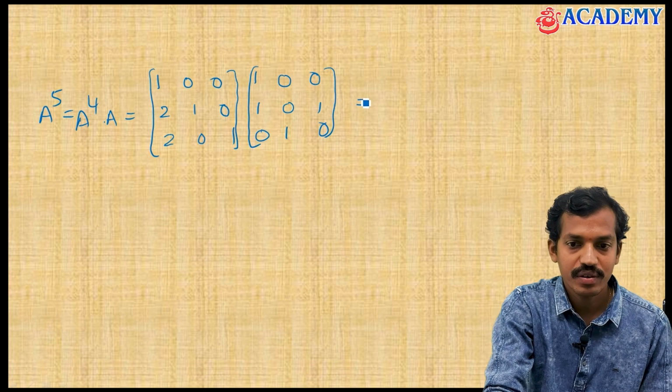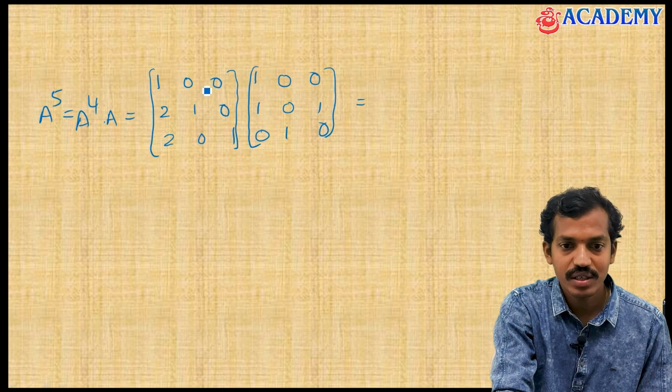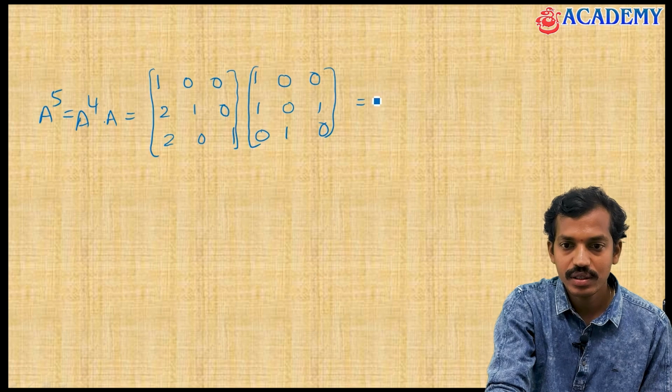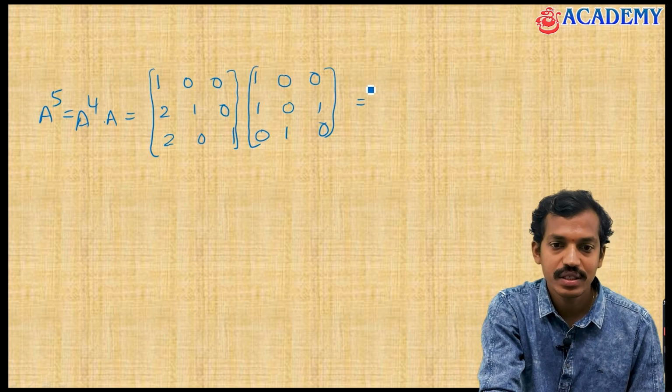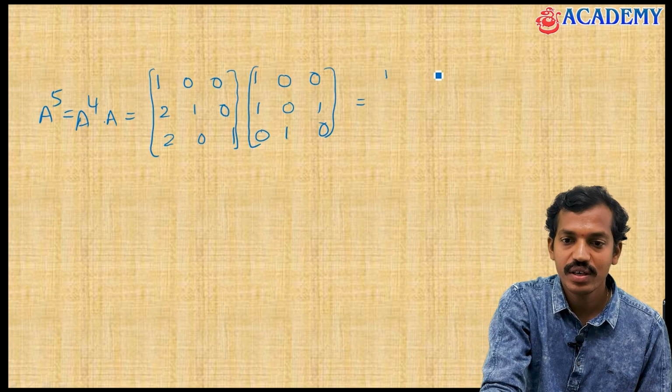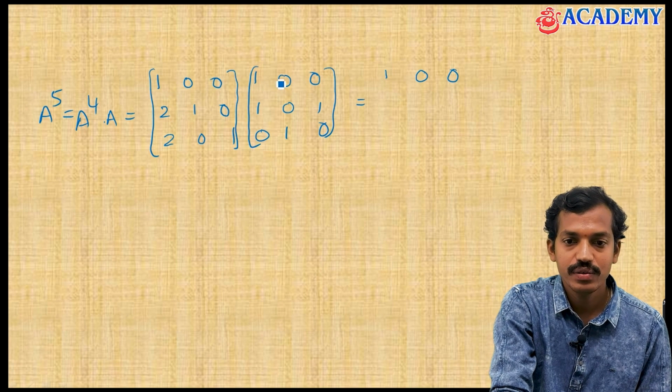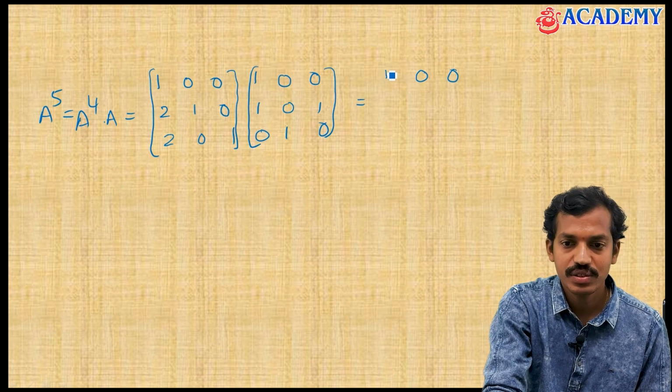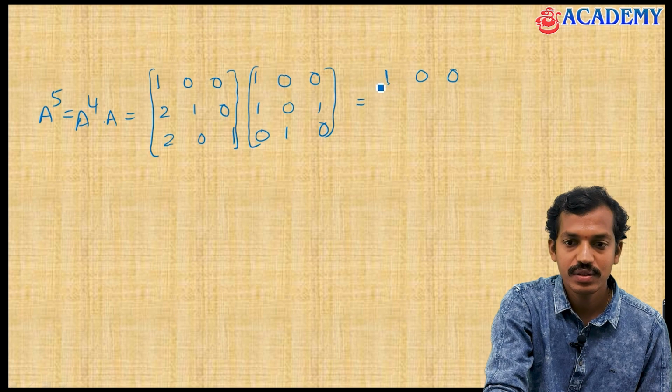I'm finding A to the power of 5. Come on, multiply 1 0 0, 1 into 1, 0 into 1, you will get 1 0 0. Next 1 into 0, this first row is completed, that is 1 0 0.